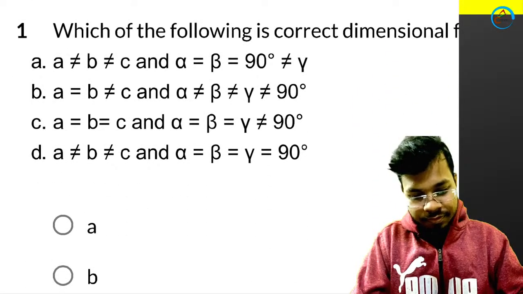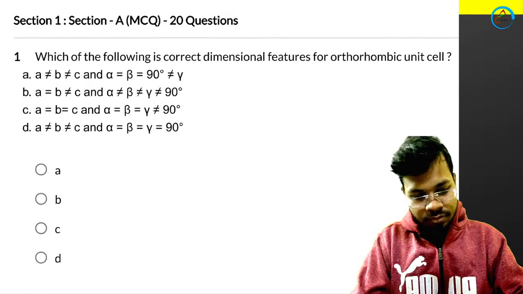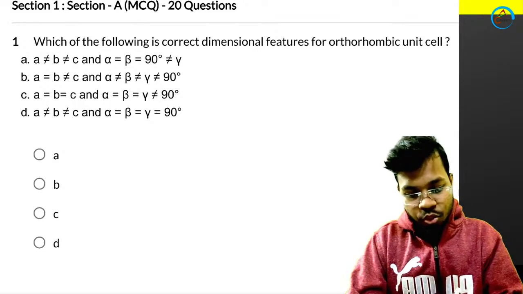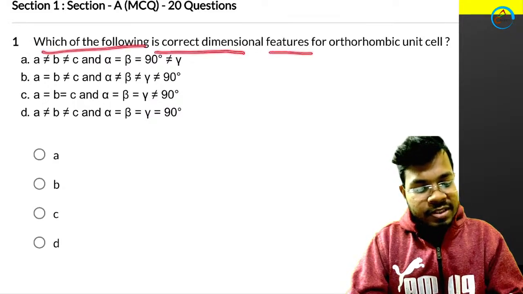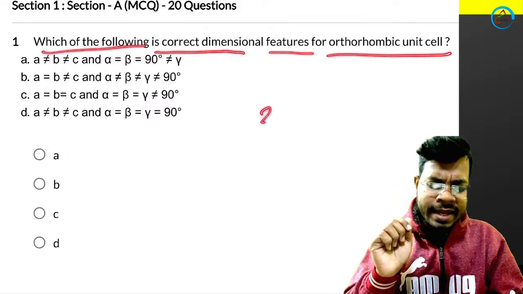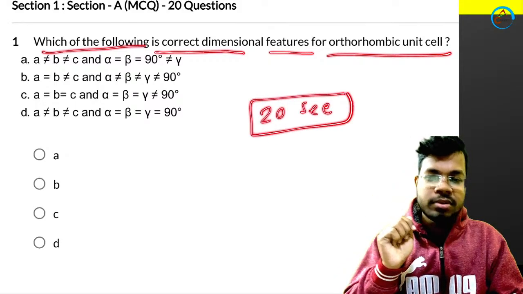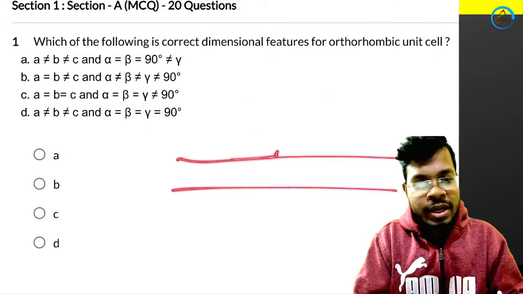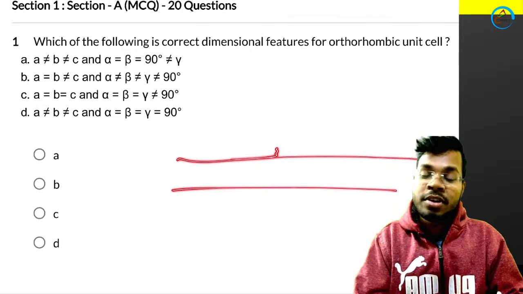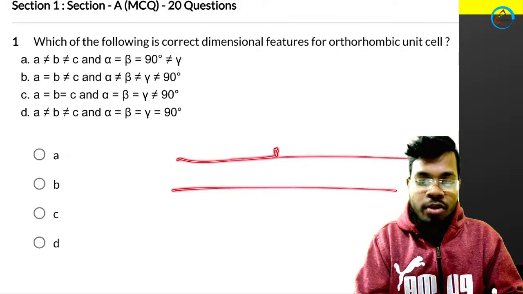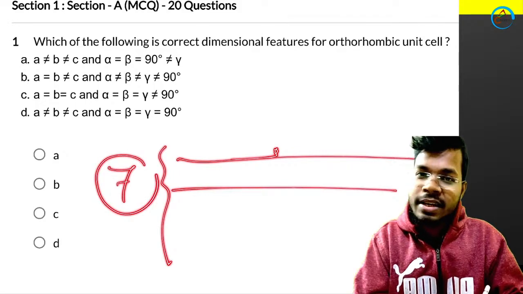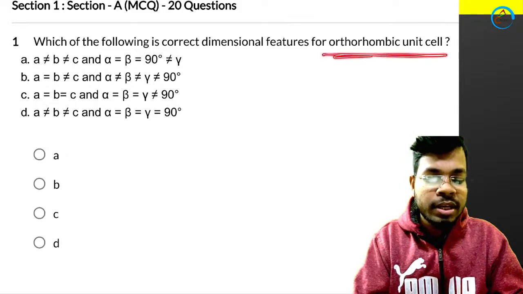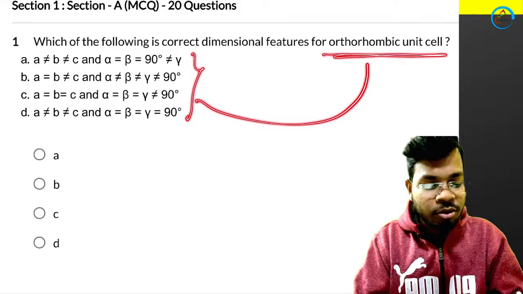First question I am asking is this: which of the following is the correct dimensional feature of an orthorhombic unit cell? You have 20 seconds to answer, then I will be telling you the correct one. So you know the table, right? For orthorhombic, cubic, monoclinic, tetragonal, trigonal, hexagonal, you know everything. The total 7 crystal systems are there. Out of the 7 crystal systems, I asked you about the orthorhombic unit cell. So which of the following options belongs to that orthorhombic unit cell?